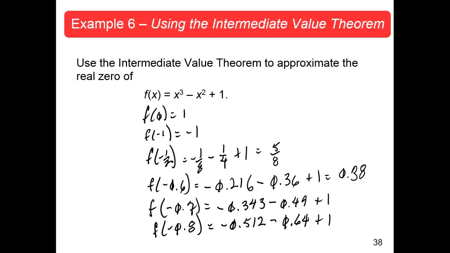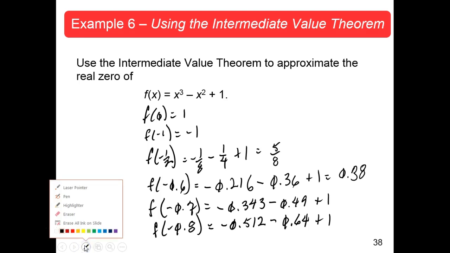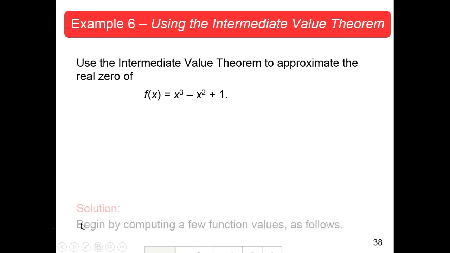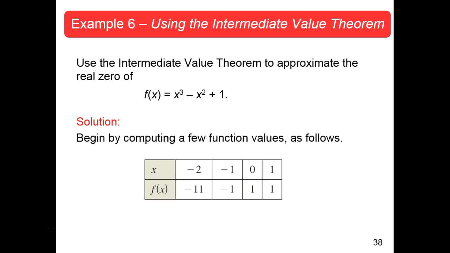Now, what they show in the text, let me erase my scratch here, and let's see how they did it, and see if we came up to anything close. Begin by computing a few function values. They started at -2 and got -11, I think. Did we do that one? I don't remember if we did. We did, okay. We got f of -1 was -1, f of 0 was 1, f of 1 was 1. Hey! Here we have a change of sign. We know it's got to be between 0 and -1. We learned that, didn't we?